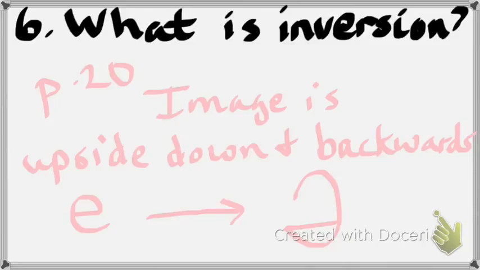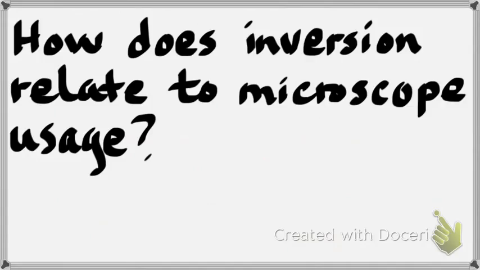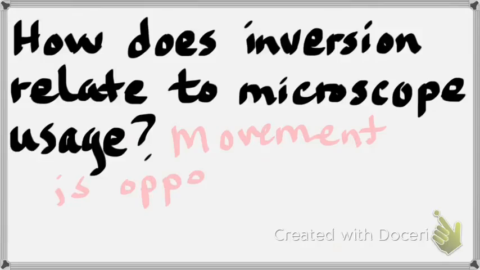But okay, on inversion, how does inversion relate to microscope usage? So, like, why should you care? How does it affect anything in your life when you're using a microscope? Well, when you're scanning, you've got to know that when you're moving to the left, the image itself is moving to the right. So all your movements are opposite. Yeah. So if you move your slide up, the image goes down. If you move your slide to the left, the image goes to the right. So all movement is opposite under the microscope.